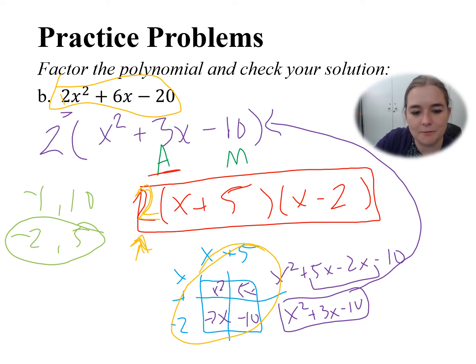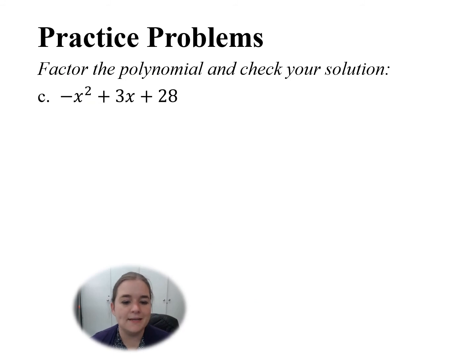Let's try again one more time. This time I have negative x squared plus 3x plus 28. In this case, when I'm thinking about my factored form, I want to start with that idea of x squared plus bx plus c, which means that that negative needs to go away. And just like in the last example, I want to pull out that coefficient. In this case, that negative is really the same as a coefficient of negative 1. So I'm going to pull out negative 1 from each piece.